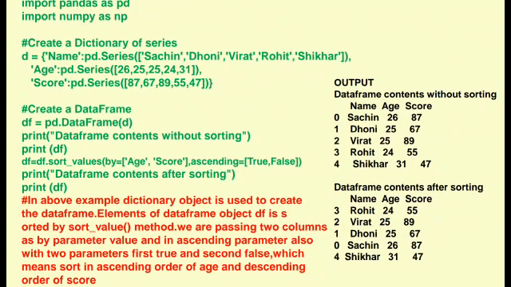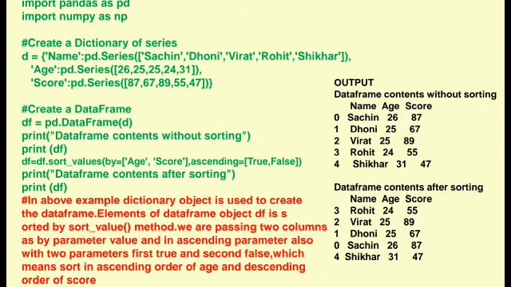Hash, in the above example, dictionary object is used to create the data frame, full stop. Elements of data frame object df is sorted by sort_values, which is the method name. We are passing two columns as the by parameter value. In the ascending parameter also we pass two values, first true and second false, which means sort in ascending order of age and descending order of score. True for age column and false for score column.